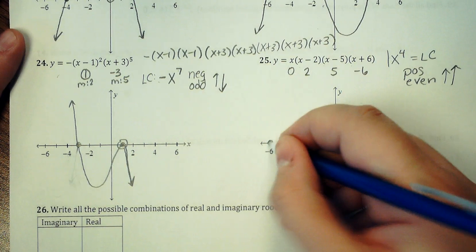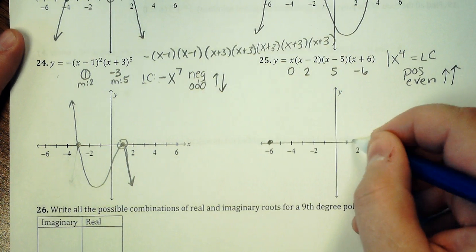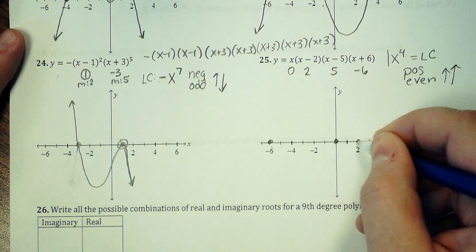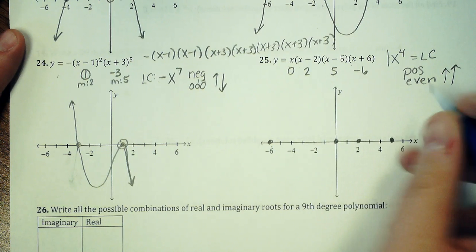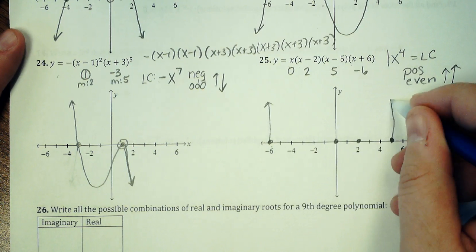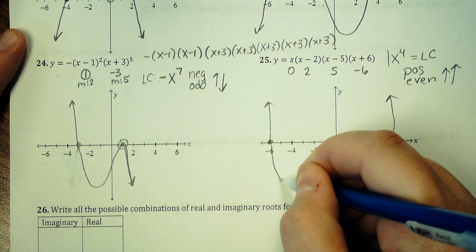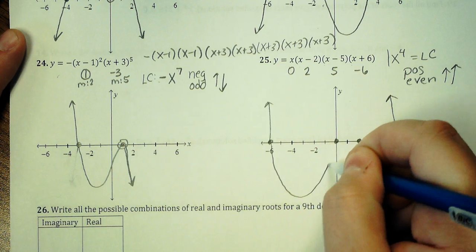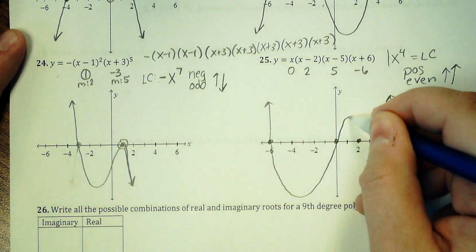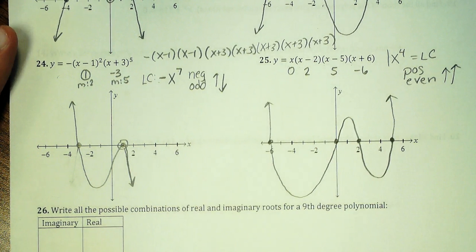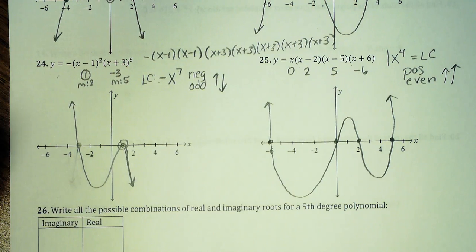So I'm going to plot those. -6, 0, 2, and 5. Okay, up at the beginning and up at the end. Now, all of these are odd multiplicities, so every time I'm going to go through the x-axis, but I know I have to come back up to go through this, come back down because I have to go through this, come back up because I have to go through this. These are all just a sketch, but that's what you should have for all your graphing.